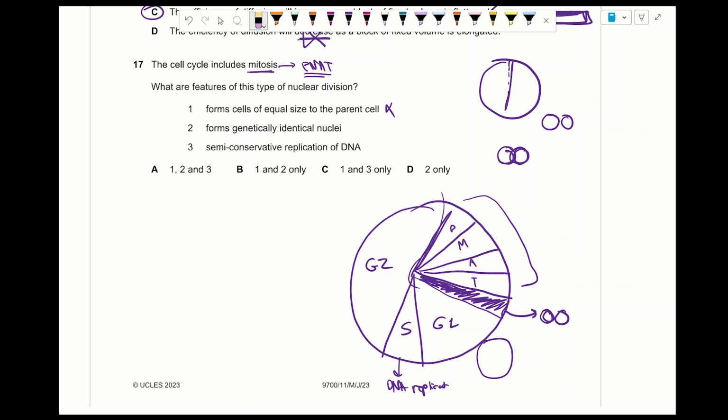2. Forms genetically identical nuclei. This is correct. The reason for this is a single parent cell splits into two. Therefore, it makes sense to have one copy of each chromatid. Therefore, this is correct. 3. Semi-conservative replication of DNA. I just mentioned that this is incorrect since it's asking about the phases in mitosis, and the DNA replication takes place at the S phase, aka the interphase. Therefore, this is incorrect, and therefore the answer is going to be D.